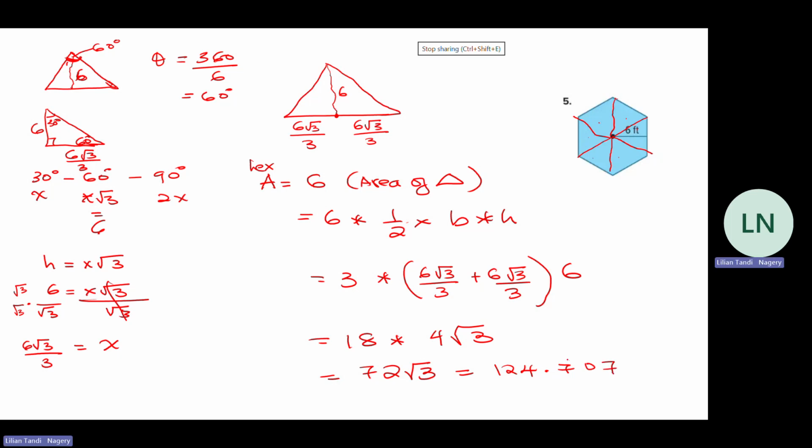I want to round to the nearest tenth. I circle the first digit. I underline the second digit. I check if it is 5 or more. I say no. So my answer is 124.7. What's my unit? Square feet. Okay.